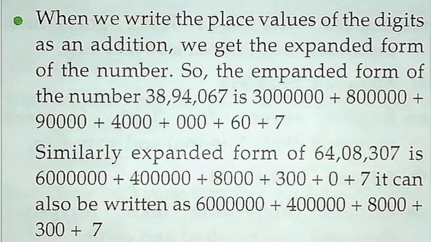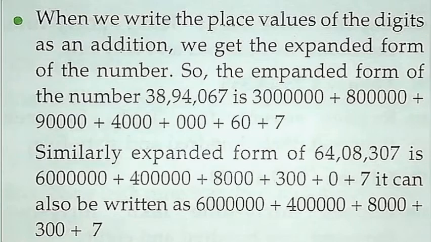When we write the place values of digits as an addition, we get the expanded form of the number. So the expanded form of the number 38,94,067 is 30 lakh plus 8 lakh plus 90,000 plus 4,000 plus 0 plus 60 plus 7. If you write this form, you know which is the 10 lakh place: 30 lakh, 8 lakh, 90,000, 4,000, plus 0, plus 60, plus 7.